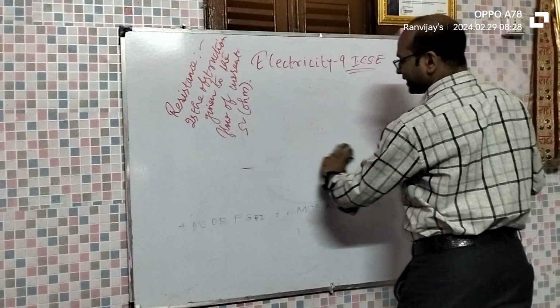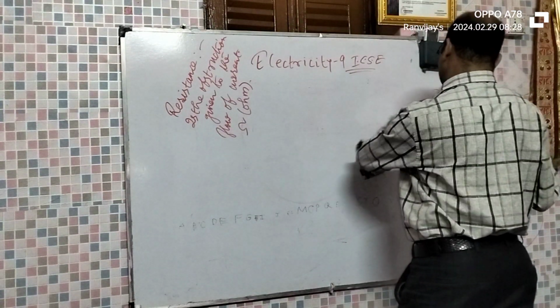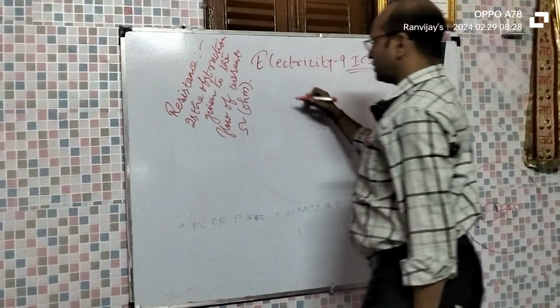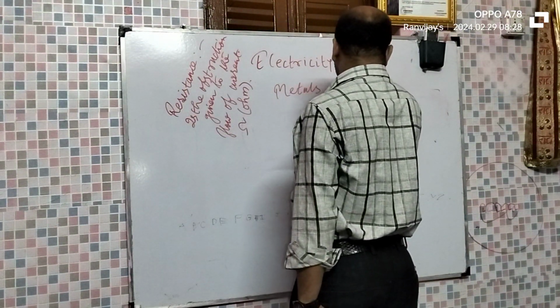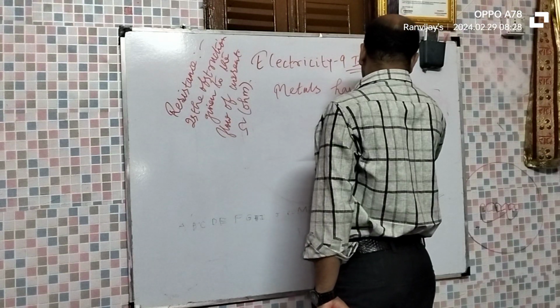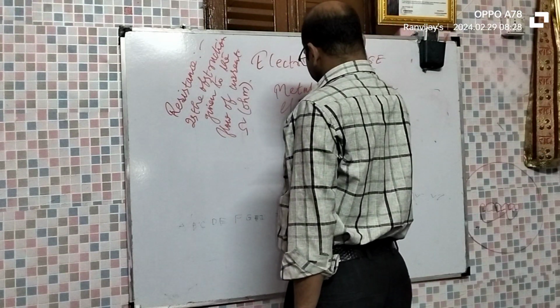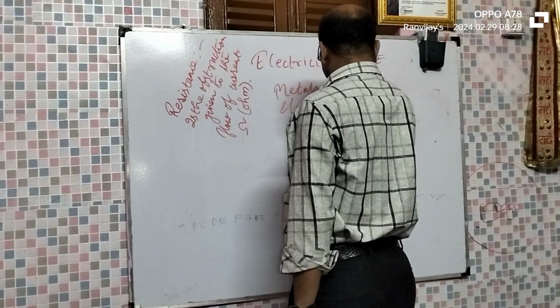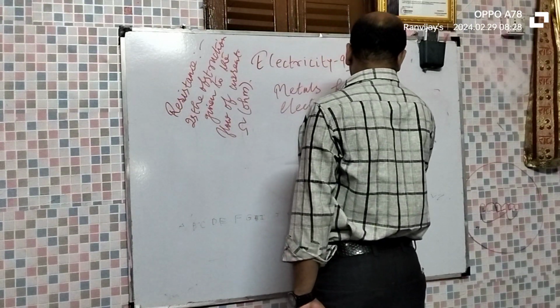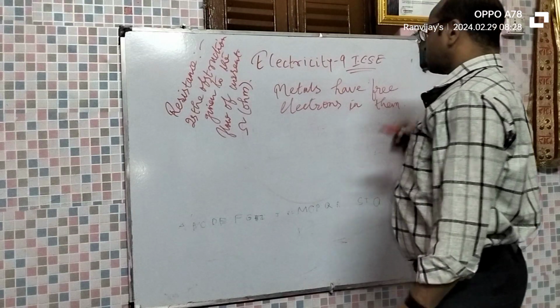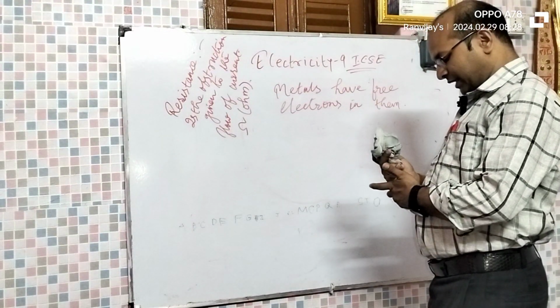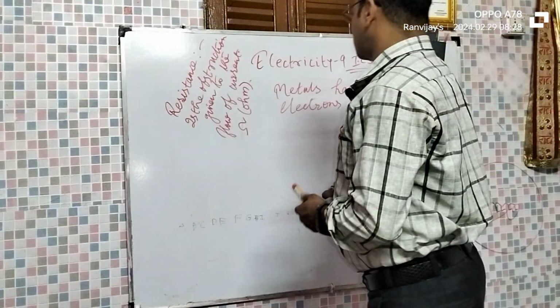Now, a question can be asked: why are metals good conductors? Because metals have free electrons in them. So they are good conductors. While in case of insulators, there are no free electrons, that's why they are not good conductors.